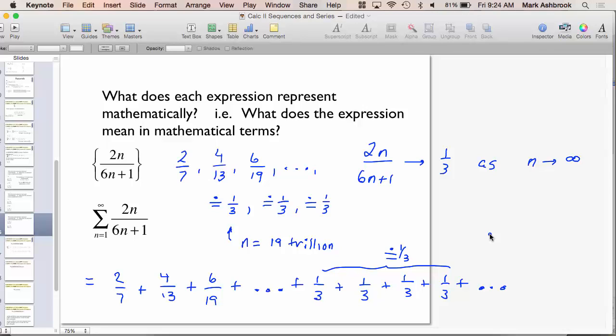Diverge. In the end, you just end up adding a number essentially equal to 1/3 over and over and over again. Clearly, it's going to diverge. You just keep adding 1/3 to it. It's just going to keep getting bigger and bigger.